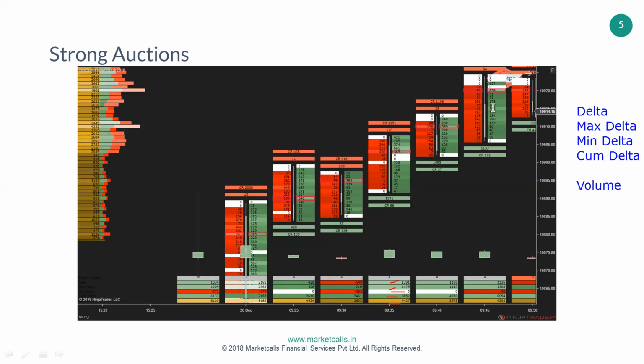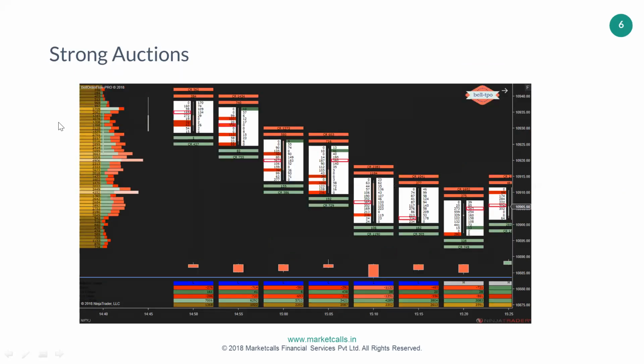One should not fight the auction, especially in one-time framing situations. And the second case, this is again another case where you can see price is one-time framing down. It is continuously tripping lower and lower, continuously making lower highs in each and every candle. And if you look into the delta candles over here, you can see it is continuously printing bigger red negative deltas, right? So again, this is a kind of strong auction.